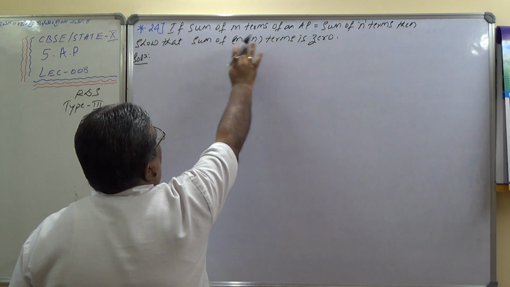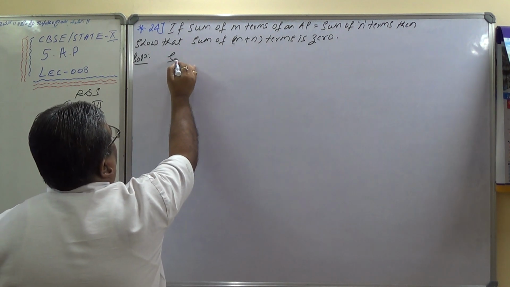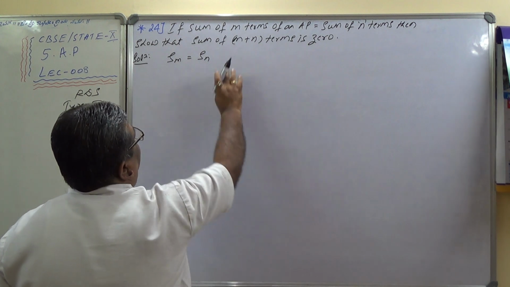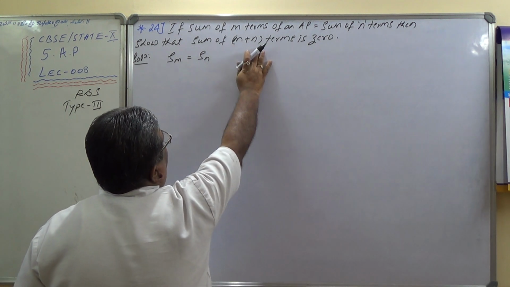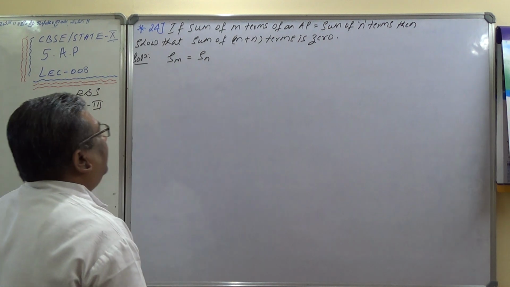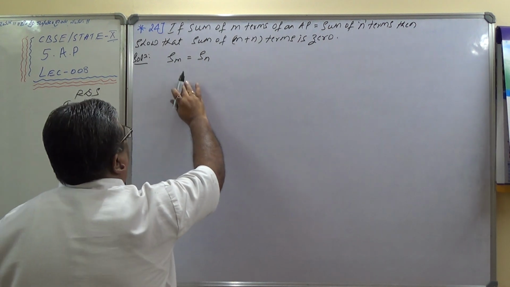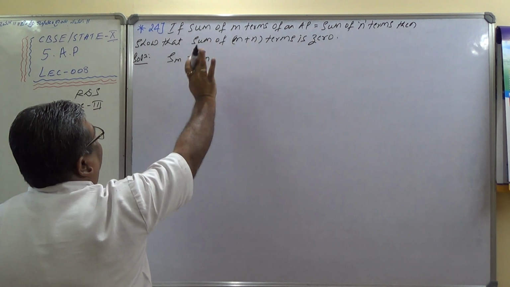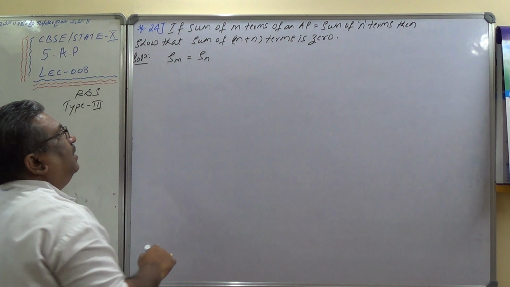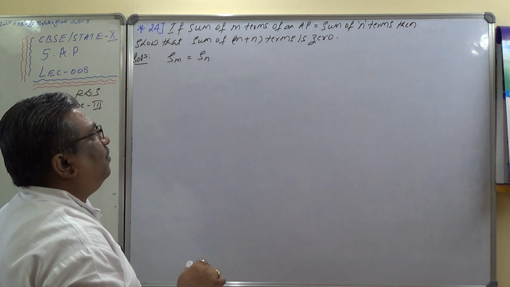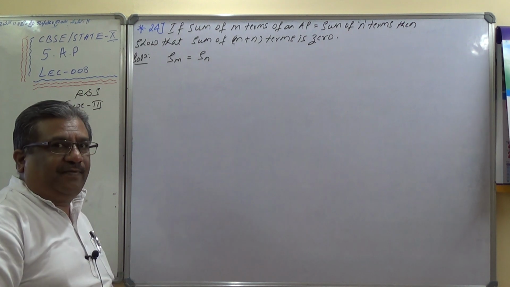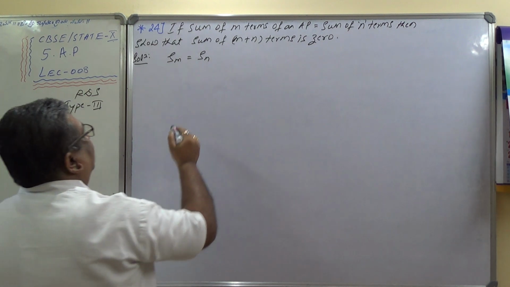Given is the sum of m terms, Sm, equals the sum of n terms. What is to be proved? The sum of m plus n terms is 0. First let us find out what this is, and let's see how to evaluate. Sm equals Sn is given. What is Sm equal to? Here it is the same AP, therefore A is the first term and D is the common difference.